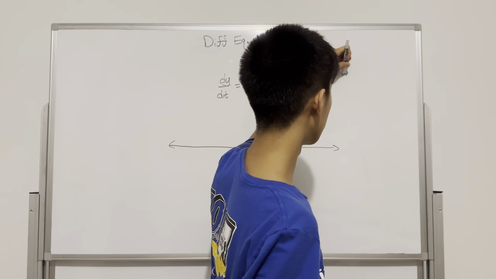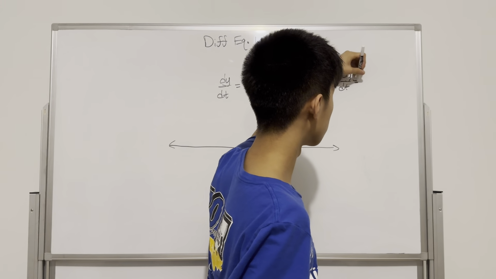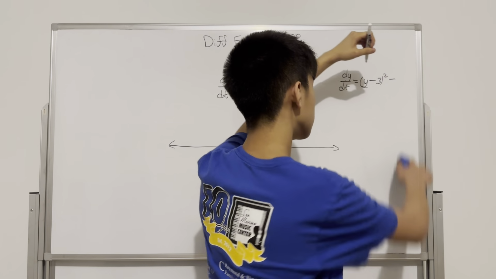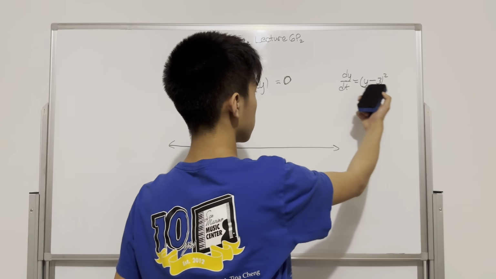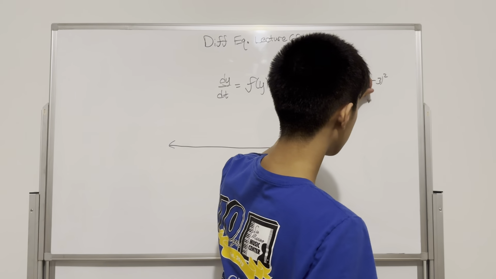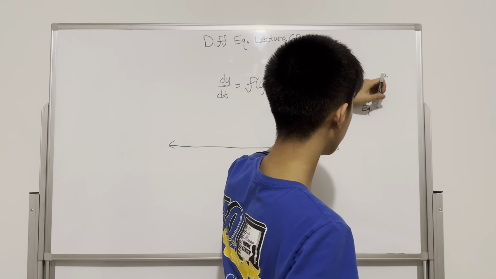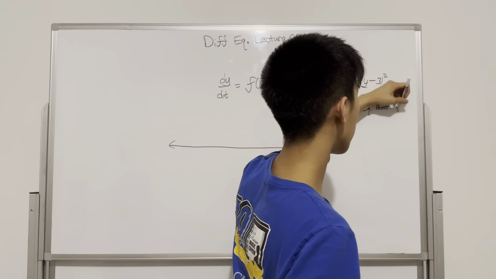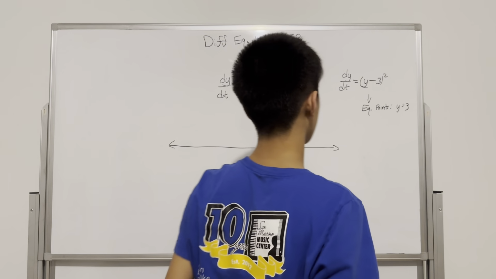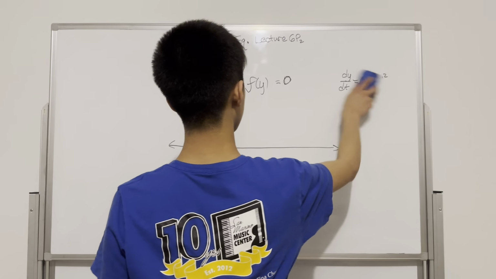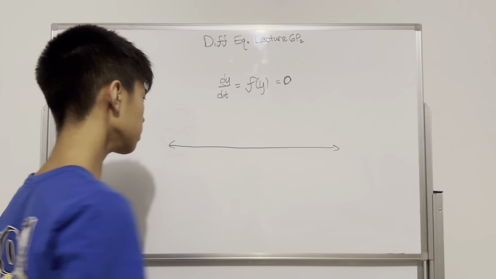So for example, if you have dy/dt equals (y minus 3) squared, and you want to find the equilibrium points, you would set this equal to 0. Then the equilibrium point would be y equals 3. Okay, so hope that makes sense. Now we can proceed.